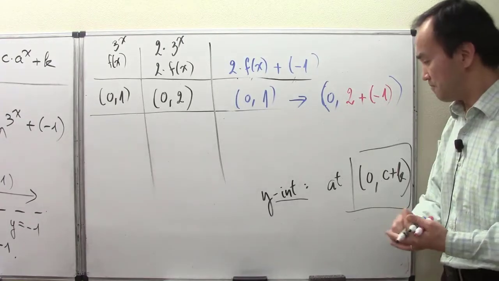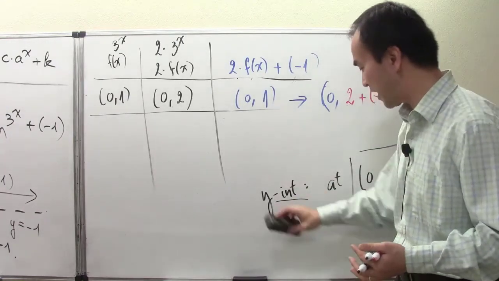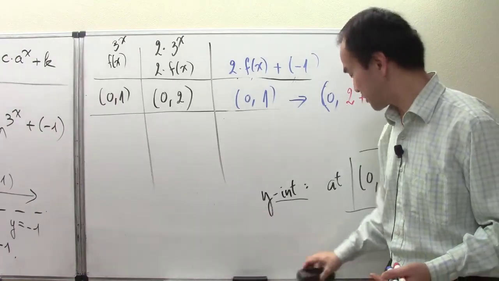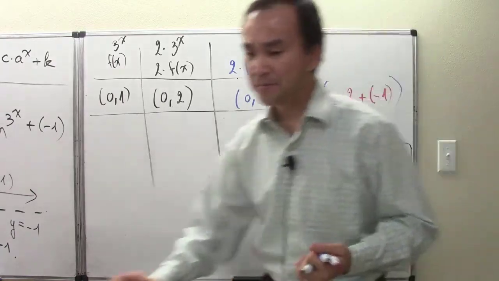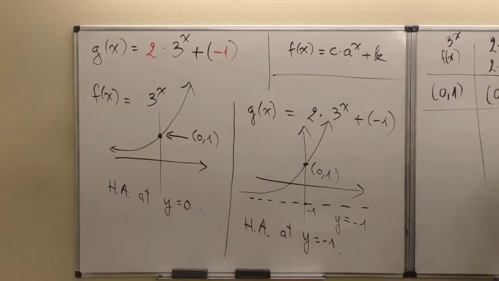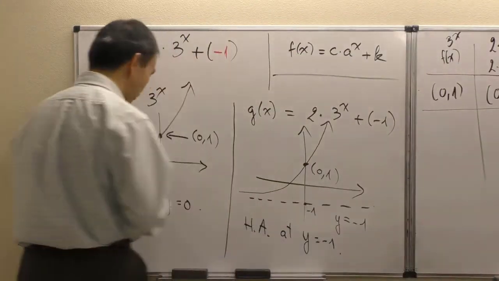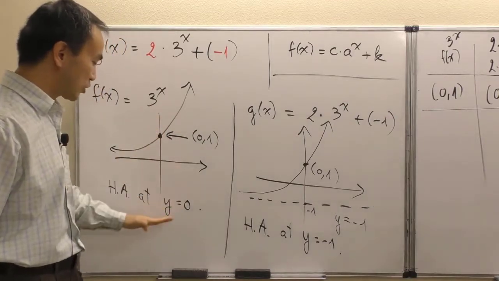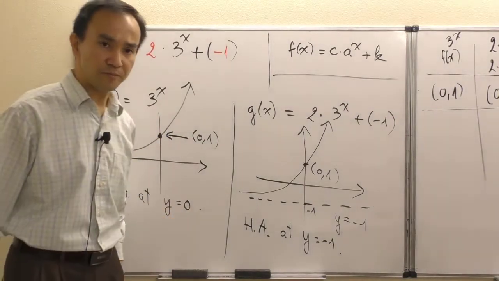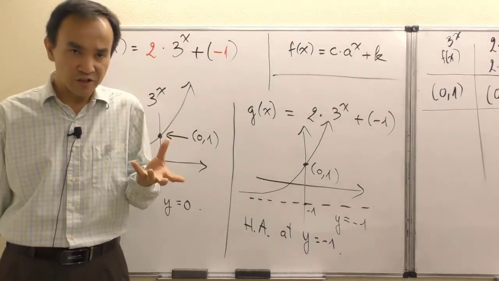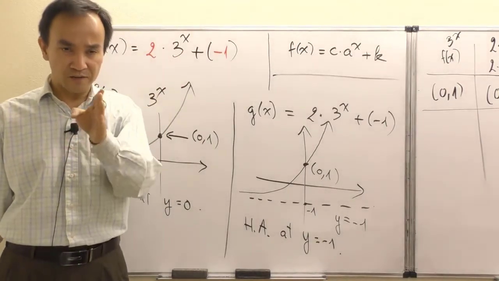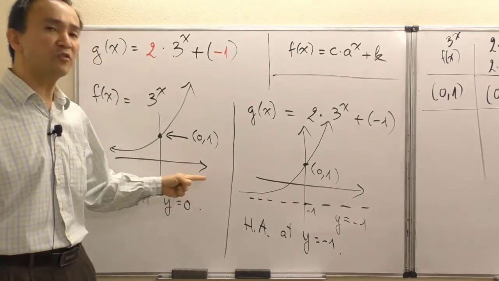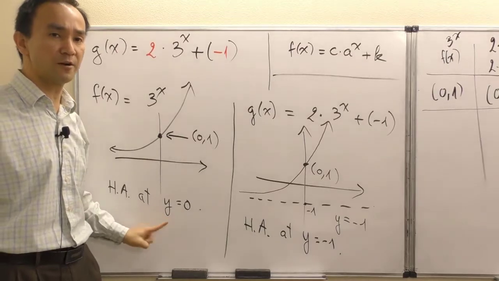All right, so before I can confirm the y-intercept, let's look at the horizontal asymptote. Okay, let's look at the horizontal asymptote. Back on this board, the original parent function, the ordinary 3 to the x function, has the horizontal asymptote at y equals 0, the x-axis. And I made that generalization earlier. Anytime it's the ordinary a to the x function, or anytime it's the ordinary exponential function, the horizontal asymptote is always at y equals 0.